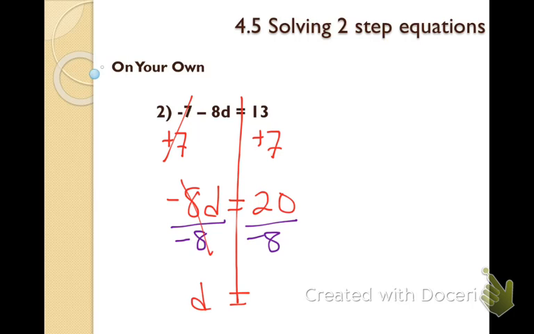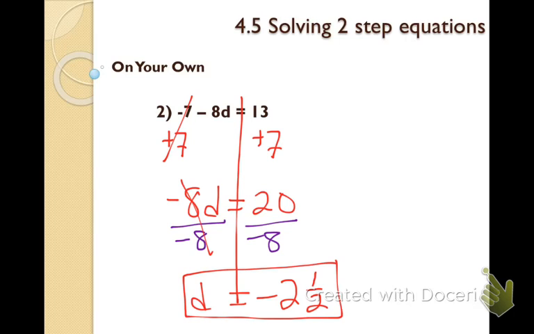So I have d equals, I'm going to change that to a mixed number and simplify, negative 2.5. I plug it in quick. Negative 8 times negative 2.5 is 20. 20 minus 7 is 13. Good. I know it's right.